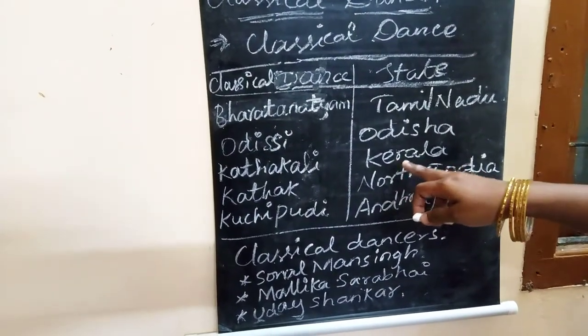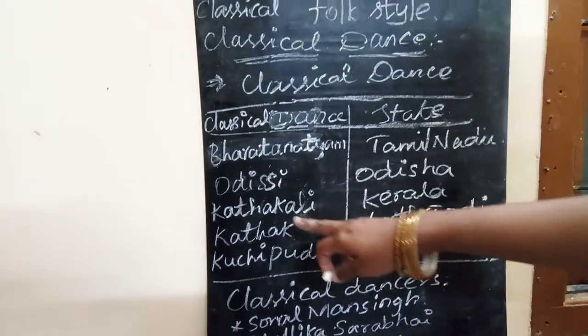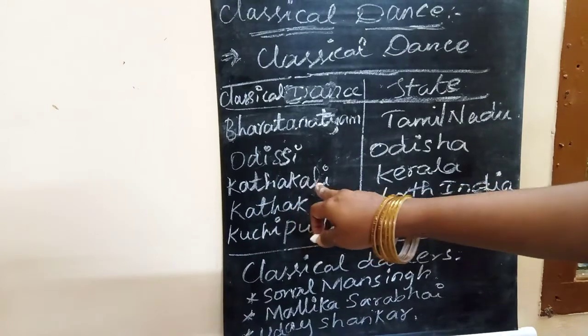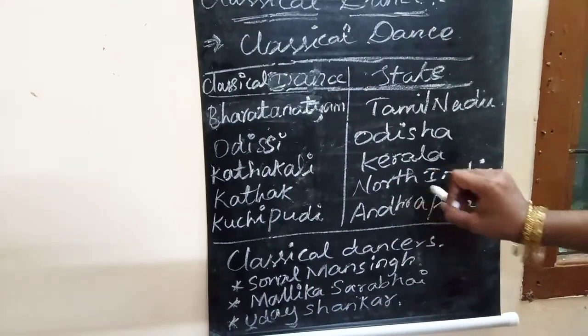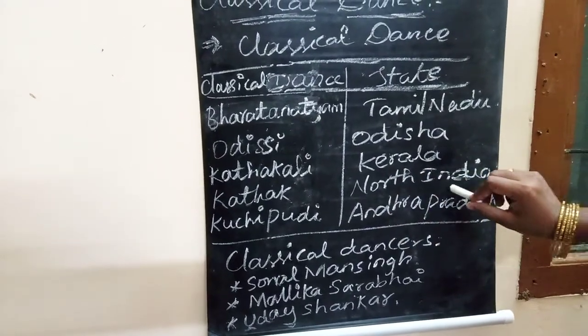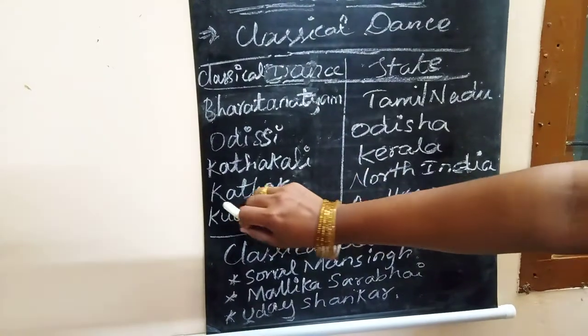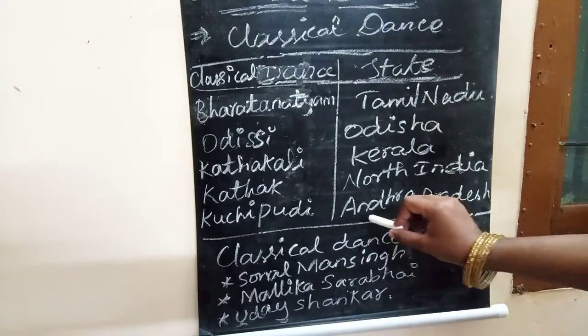Kerala is also one of the states of India, and the Kerala dance is called Kathakali, K-A-T-H-A-K-A-L-I, Kathakali. And the next one, North India, N-O-R-T-H, North, I-N-D-I-A, India, and the North India classical dance is called Kathak, K-A-T-H-A-K, Kathak.